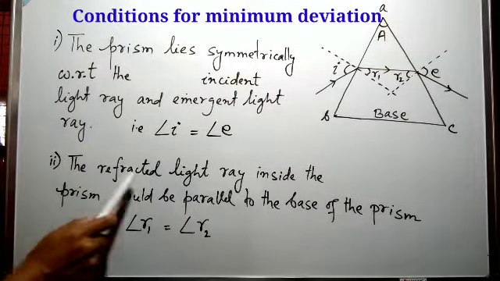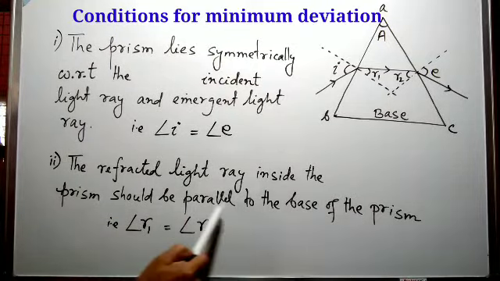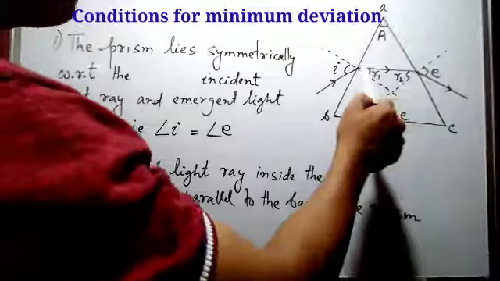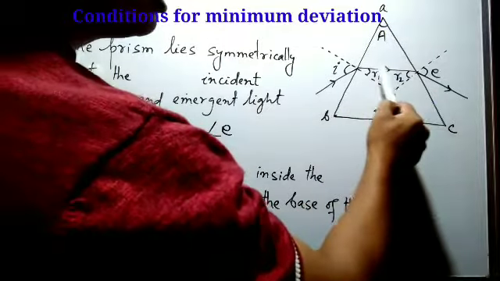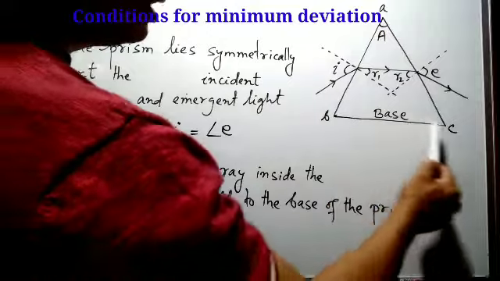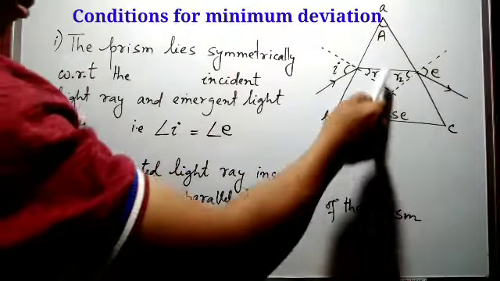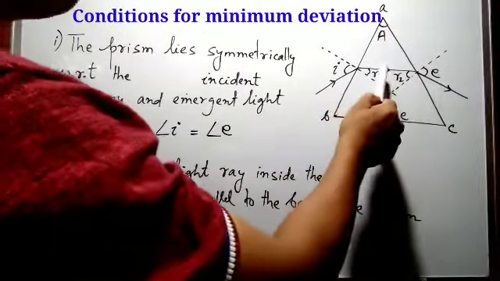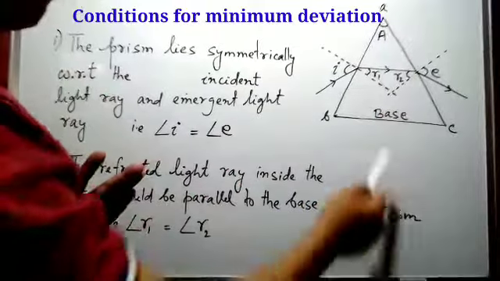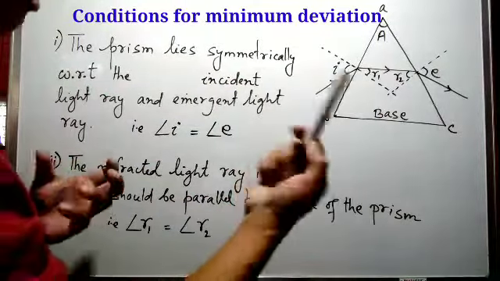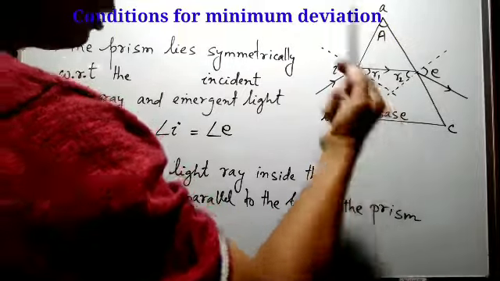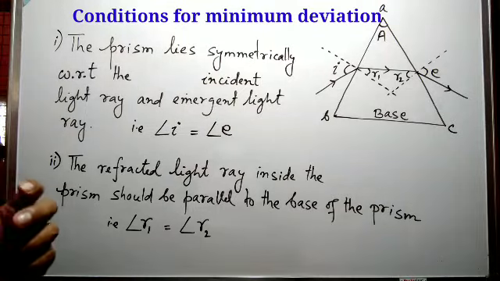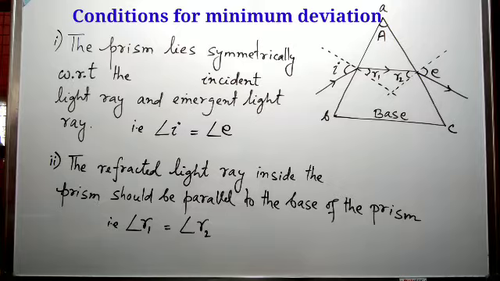Second point is that the refracted light ray inside the prism should be parallel to the base of the prism, that is angle r1 equal to angle r2. In the figure, the light rays inside the prism are parallel to the base, and then delta is minimum. When the refracted light ray inside the prism is parallel to the base, automatically the angles r1 equal r2. So these are the two necessary conditions for producing minimum deviation by the prism.